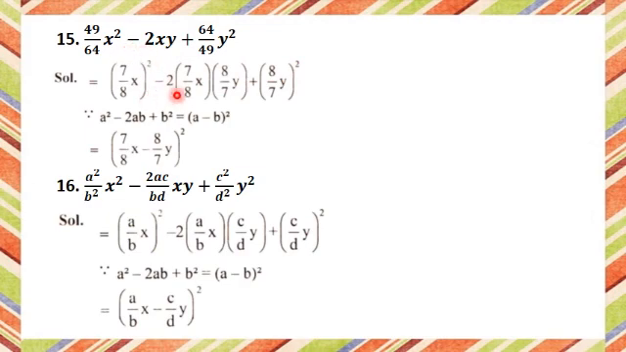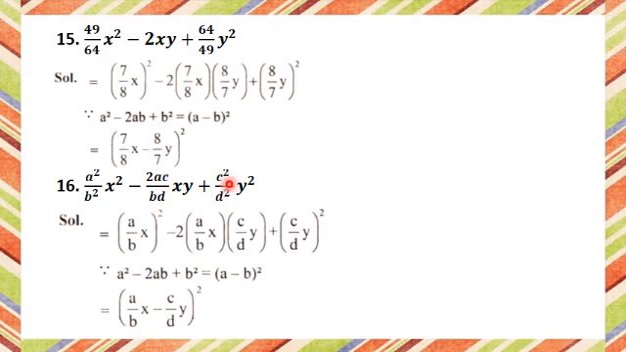So write minus 2. In the place of a write 7 upon 8 x, in the place of b write 8 upon 7 y. And when we are going to multiply these terms, 7 will be cancelled with the 7, 8 will be cancelled with the 8, and finally you have minus 2xy, which is the middle term. And after that we are going to close it by using this minus formula, and finally I have the factorization as 7 upon 8 x minus 8 upon 7 y whole square.